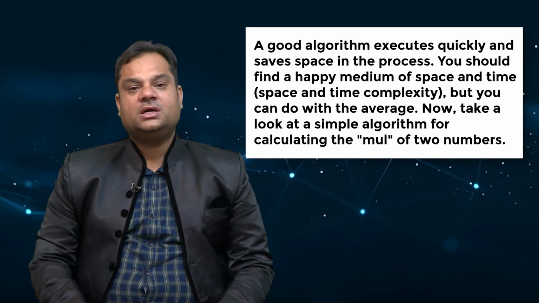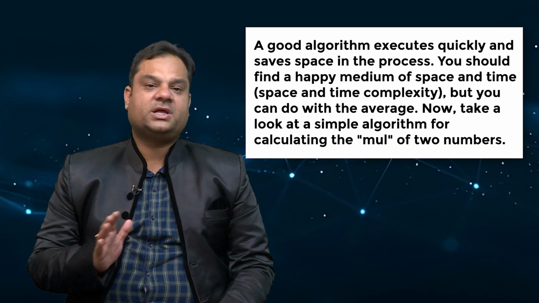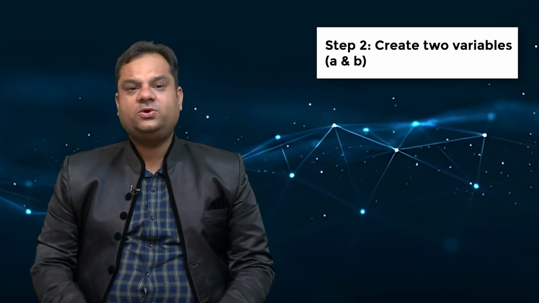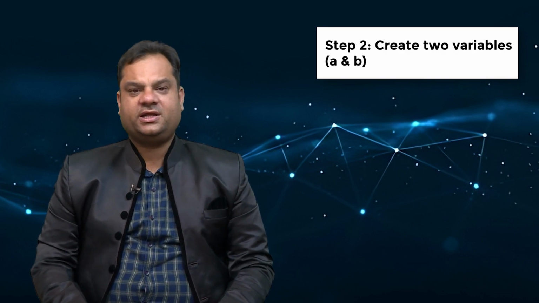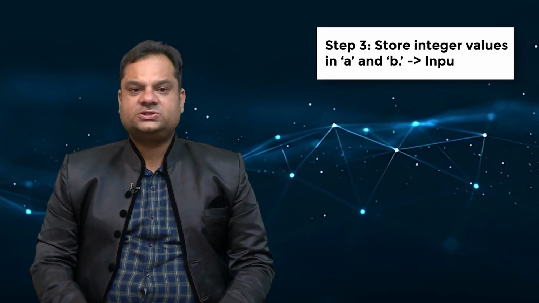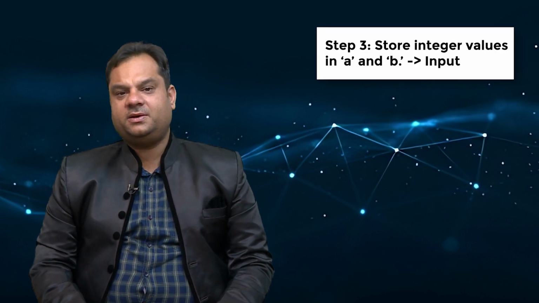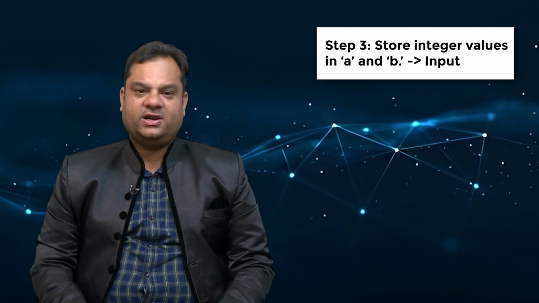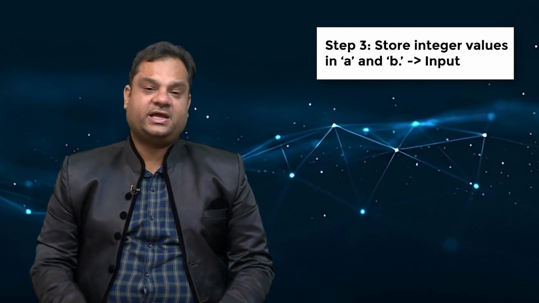Now take a look at a simple algorithm for calculating the multiplication of two numbers. You will now see how significant space and time complexity are after understanding what they are. So start with the steps. In step 1, we start the program. In step 2, create two variables. You can take any variables; here I take A and B. In the third step, store integer values in A and B as input. If you are writing in C programming, you can take the values at runtime with the help of the scanf function.